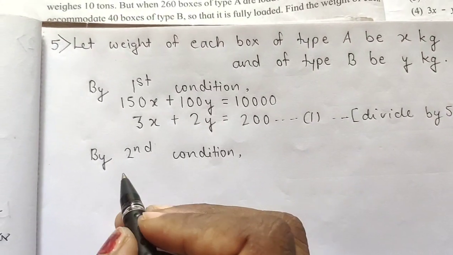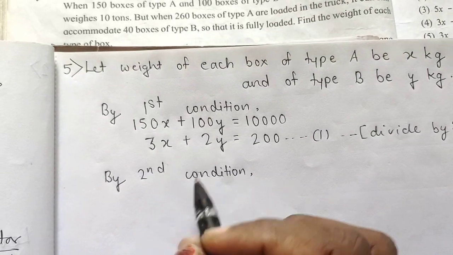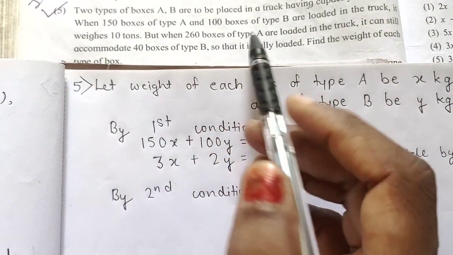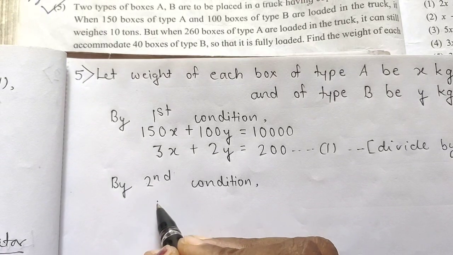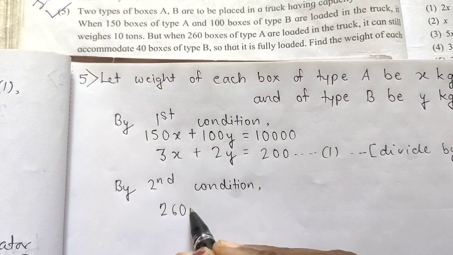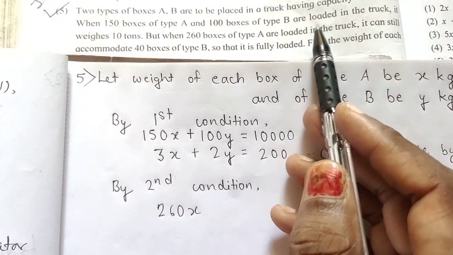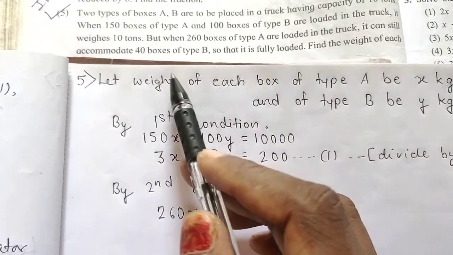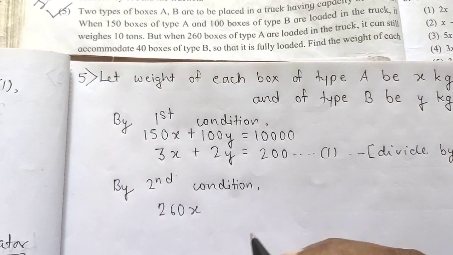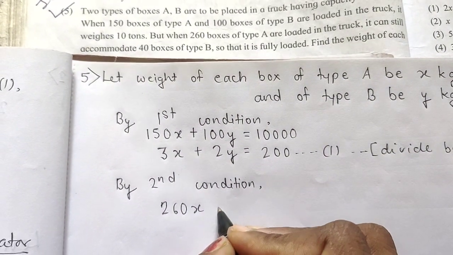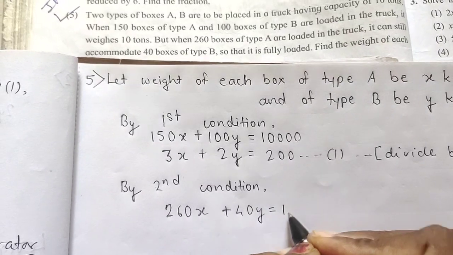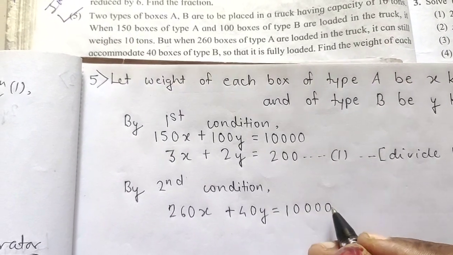Okay, now let us go to our second condition. Second condition, see what is there. When 260 boxes of type A, that means 260x, are loaded in the truck, it can still accommodate 40 boxes of type B. 40 boxes of type B means what? 40y. Again the same, fully loaded means 10 ton, that is 10,000.